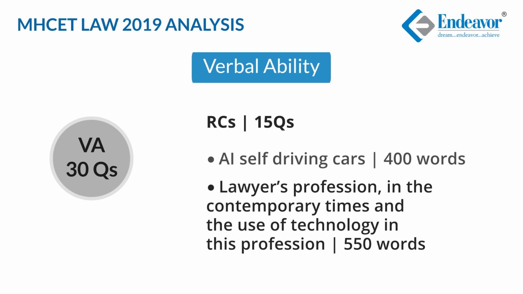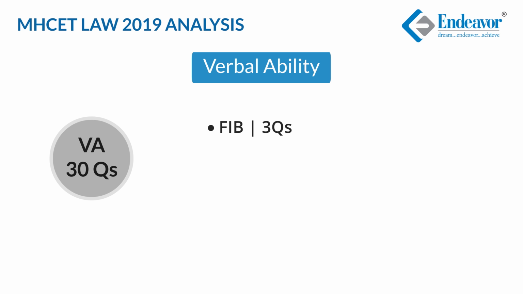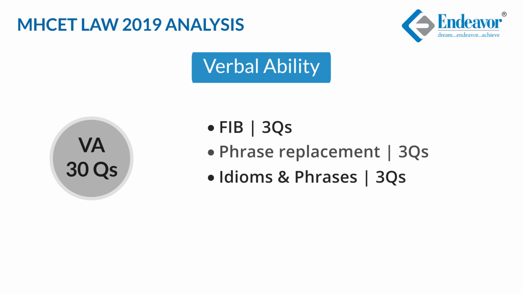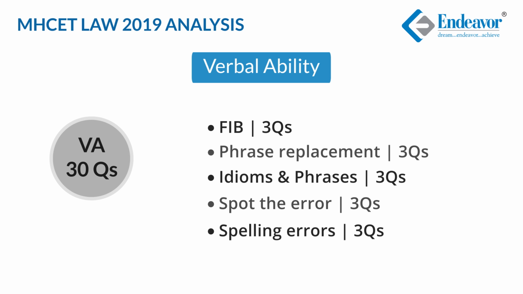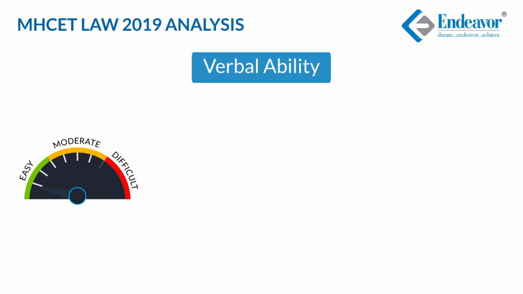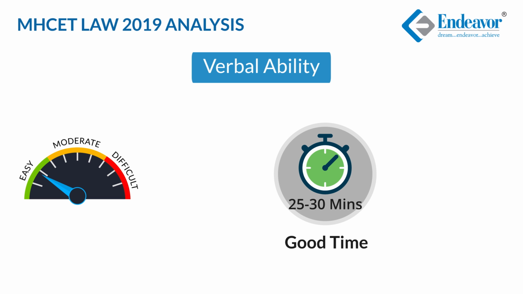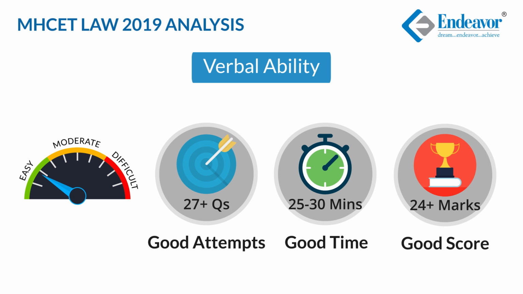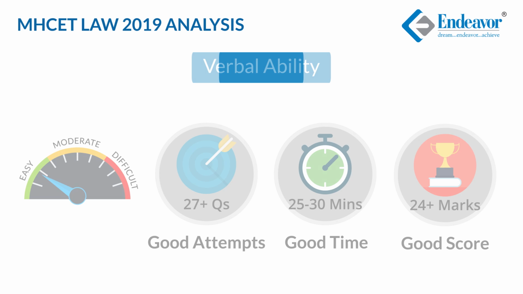approximately 550 words. There were 3 vocab-based questions in the form of fill in the blanks, 3 questions on correct use of phrasal verbs in the format of underlined phrase replacement, 3 on use of idioms and phrases, 3 questions on spotting the error in a single fragmented sentence, 3 questions on spelling errors in sentences, and 5 questions based on sentence rearrangement with options. Overall, this section was easy. Ideal time should be 25 to 30 minutes, and ideal score 24 plus.